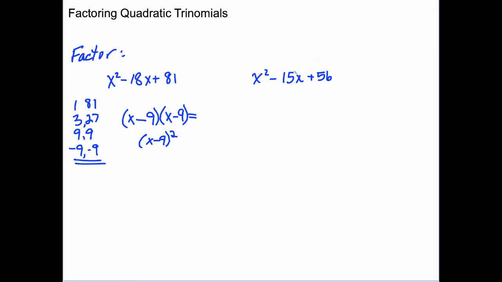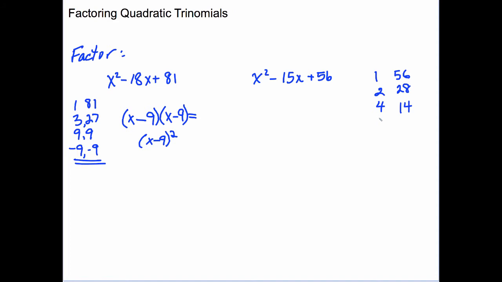Now in this example, x squared minus 15x plus 56, we're looking for two numbers that add to negative 15 and multiply to 56. So let's write out some factor pairs of 56. 1 and 56, no. 2 and 28, no. 3 doesn't work. 4 and 14, no, that doesn't work. 5 is not a factor.